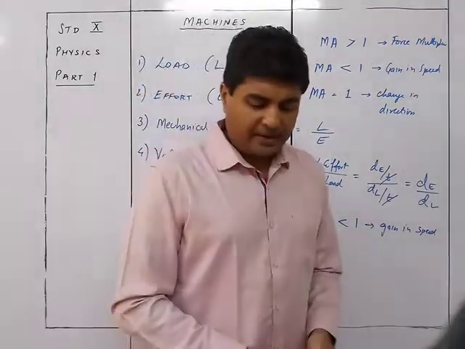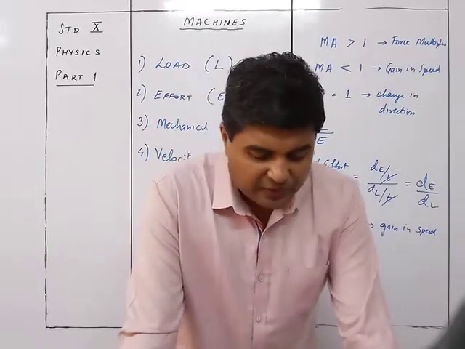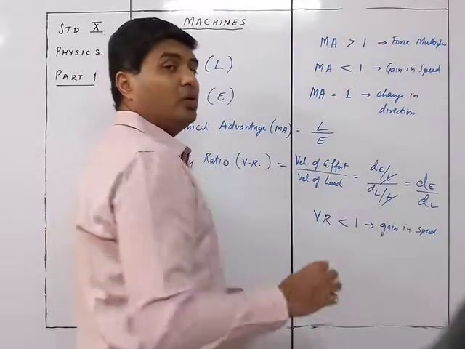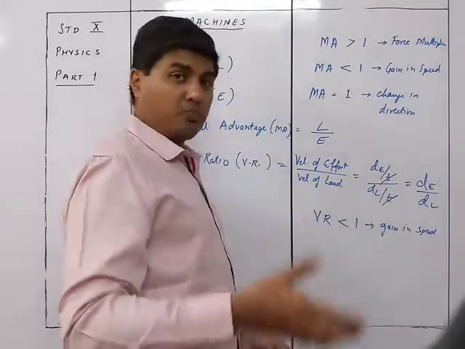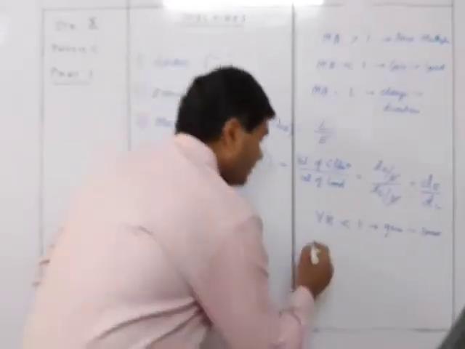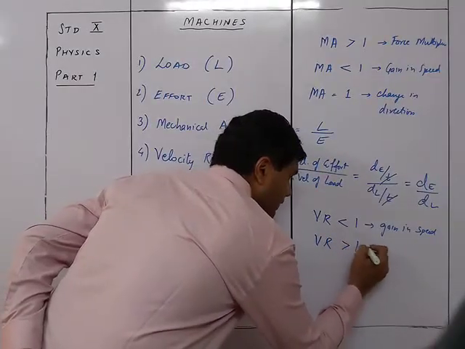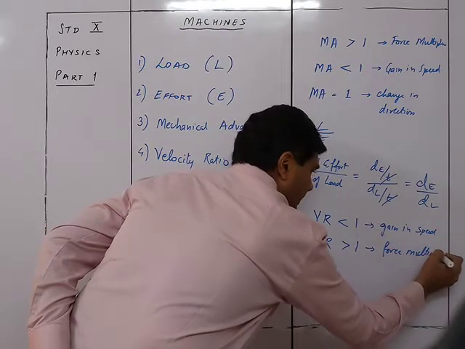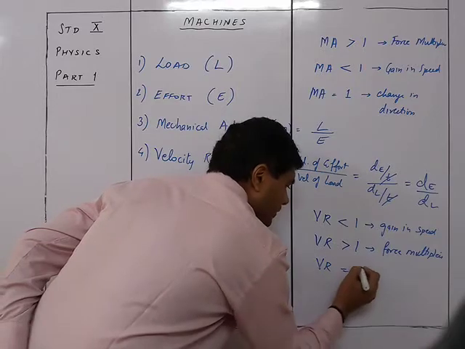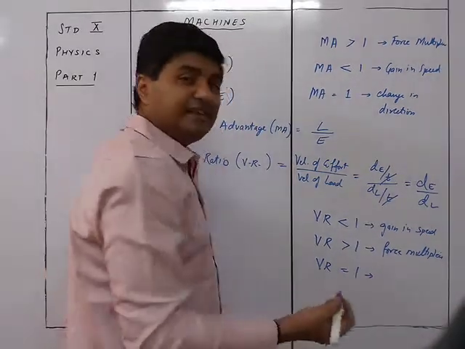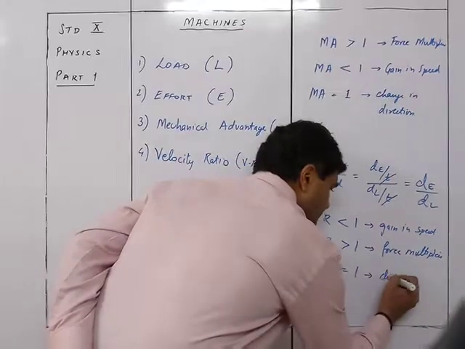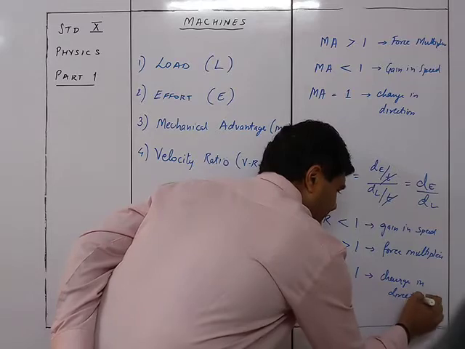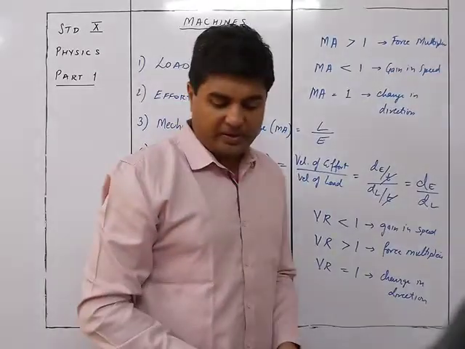Similarly, what would happen if the displacement of the load is less than the displacement of the effort? The machine acts as a force multiplier. So if the displacement of the load is less but the displacement of the effort is much more, then it is a force multiplier. And finally, if VR is equal to 1, that means it is just a change in direction of application of force. That should be the only reason when it is equal to 1.